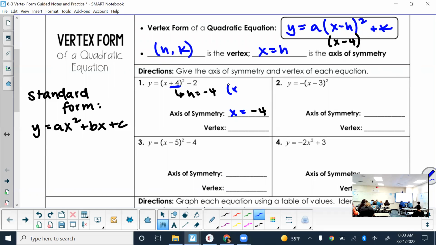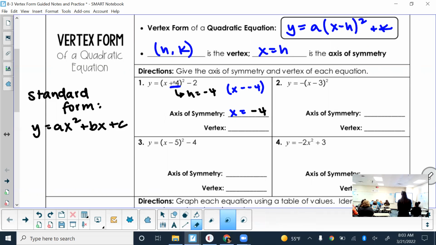All right, because x minus a negative 4, the double negative becomes positive, so that's what happened. If you want to just remember that all the h's will be like the opposite sign of whatever's in the equation, then go ahead. The k, though, will be whatever sign it is in the equation. So the k is easy.